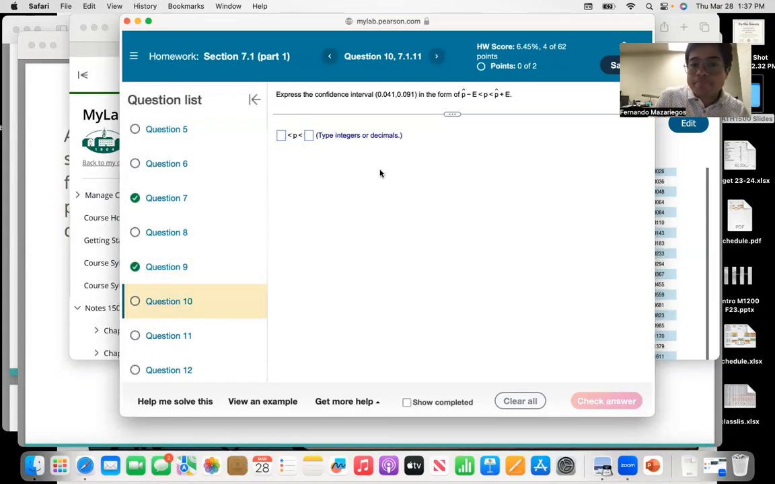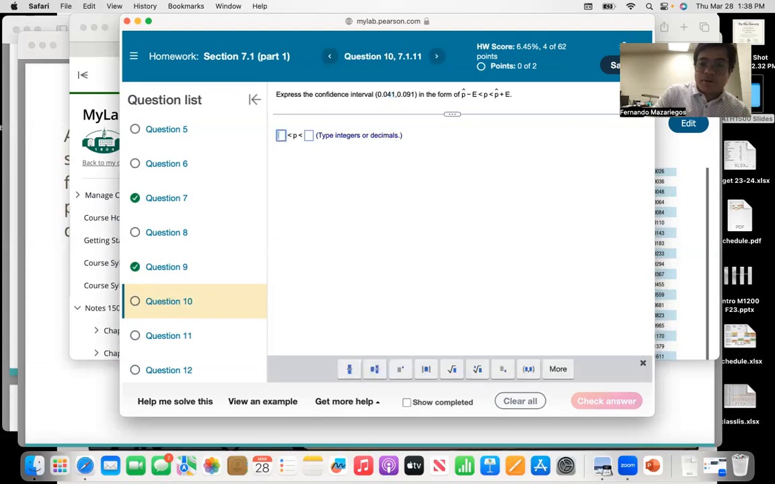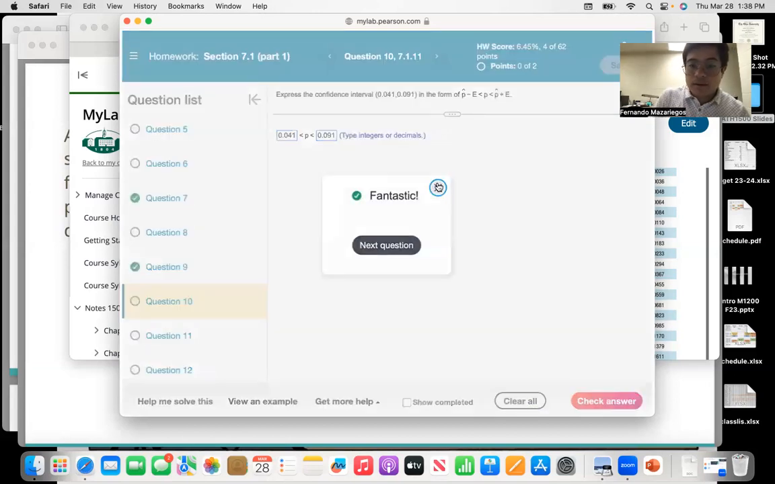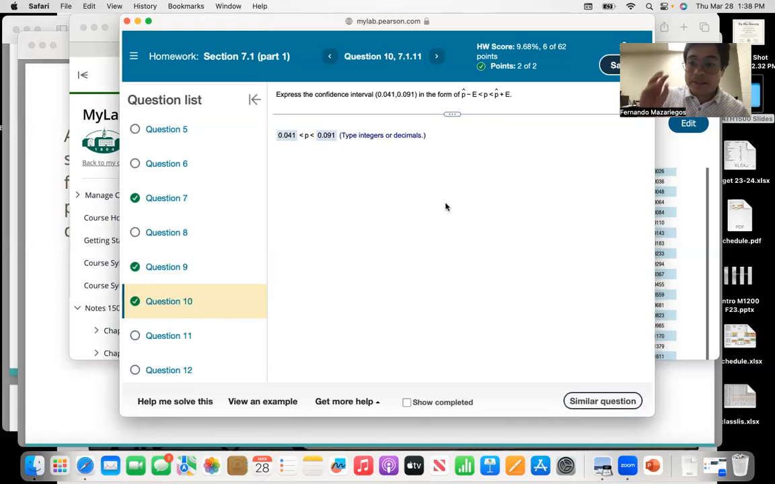Now about question 10. We want to express this confidence interval in this form. So notice we're starting here, 0.041, and we are ending in 0.091. This question is very simple. Let's not overthink. Like maybe we think, no, this is too simple, and then we try to do something else. Sometimes we should not overthink our answers. So that is all we do.